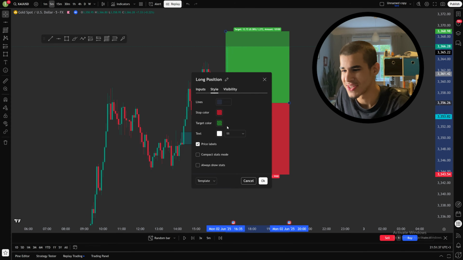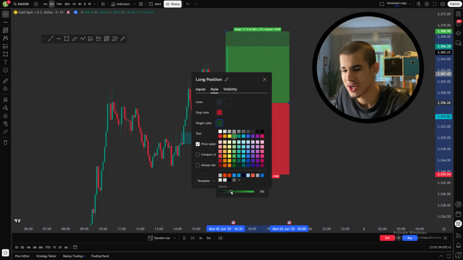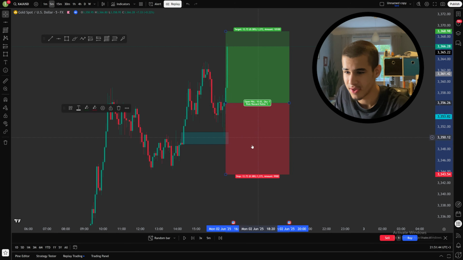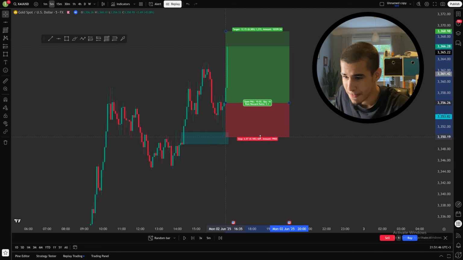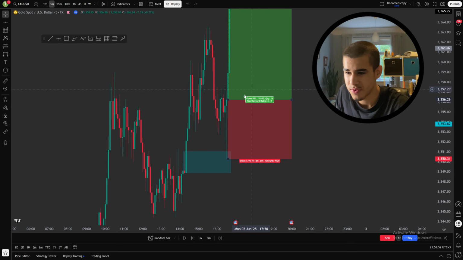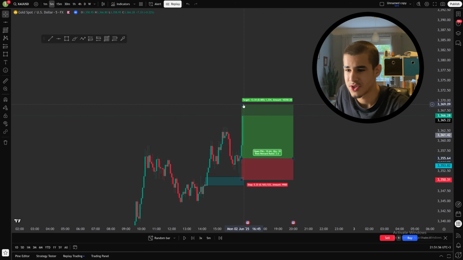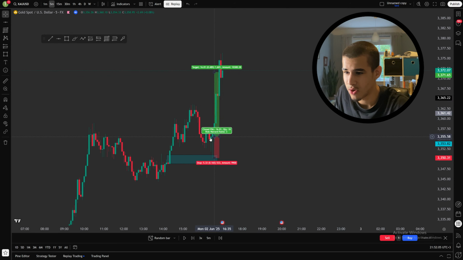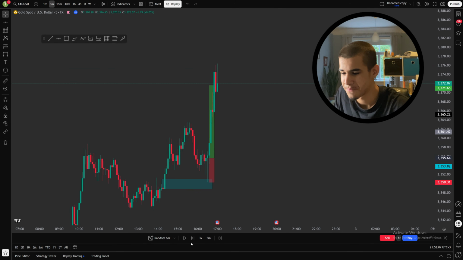Wait, I need to change these colors real quick. Unfortunately, I did skip it a bit too fast, so technically I missed this, but I'm still going to count this. So as you can see, a 1 to 3 risk to reward trade. We could have also taken a flip entry, so I'm going to put it as a flip here and target it at a 1 to 3 risk to reward. And that was just hit within like 15 minutes. Insane.